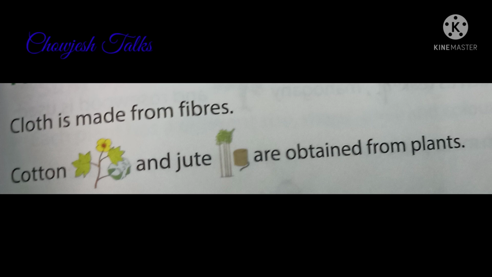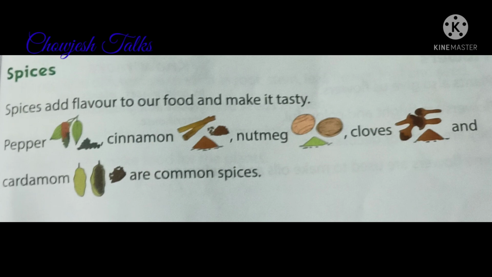Cotton is made from fibers. Cotton and jute are obtained from plants. Spices. Spices add flavors to our food and make it tasty. Pepper, cinnamon, nutmeg, cloves, and cardamom are common spices.